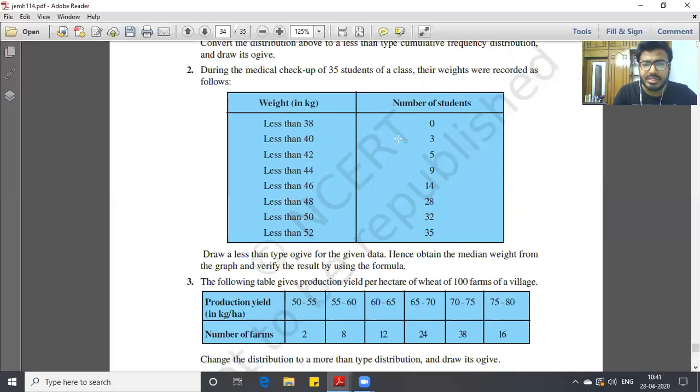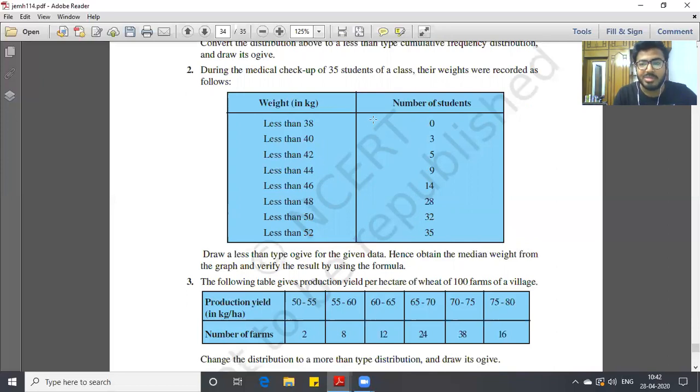Remember one thing: in less than, which limit do we give, lower limit or upper limit? It is always the upper limit. So the upper limits are 38, 40, 42, 44, 46, 48, 50 and 52, and this is the cumulative frequency. So we mark these on the x-axis and the cumulative frequency on the y-axis.